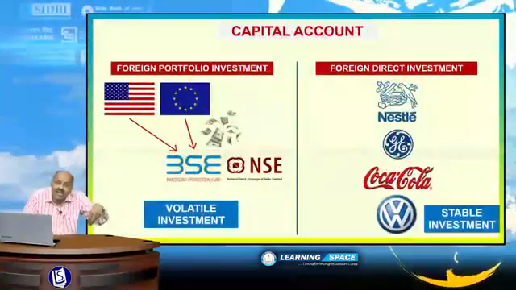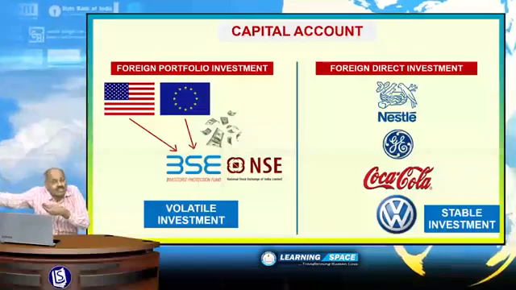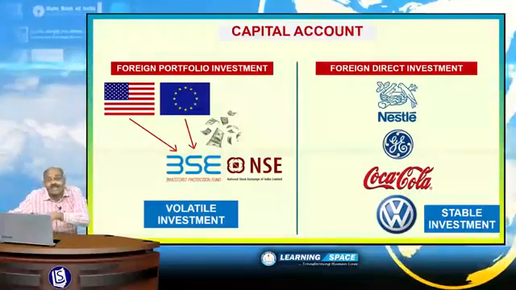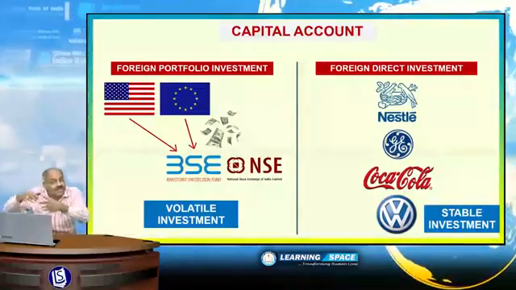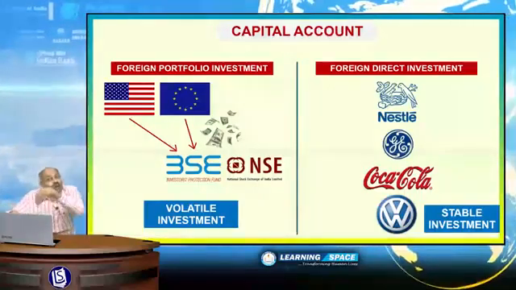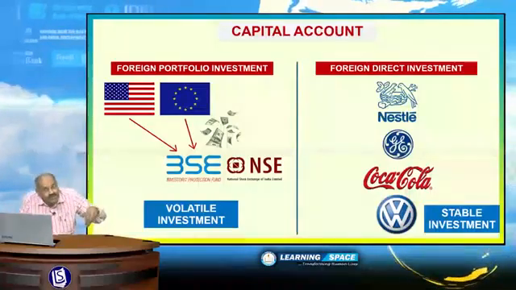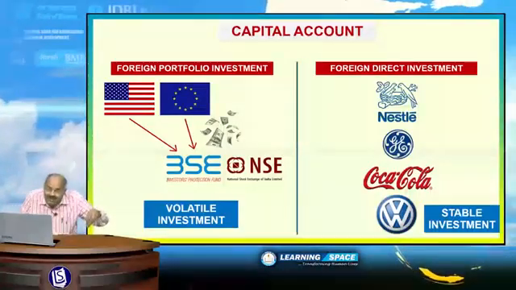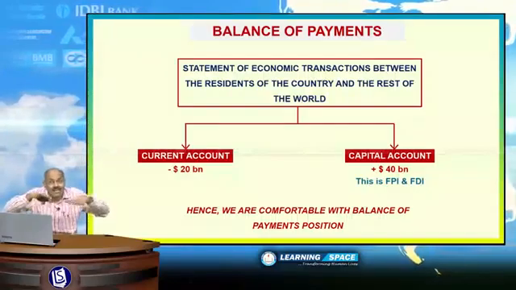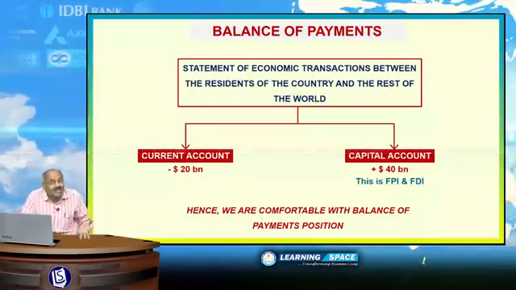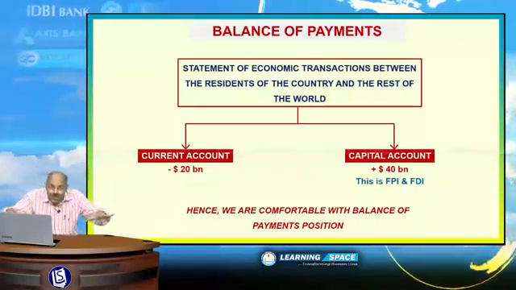FPI is highly volatile. Today they may invest, tomorrow they may take away. But FDI is not volatile. Once that foreign direct investment comes to our country, it cannot go away easily. Only they will take royalty payments or profits, but that investment will remain in this country. So foreign direct investment is more stable. Foreign institutional investment or foreign portfolio investment is the most unstable. Right? So current account and capital account put together, or you can say the statement of economic transactions between the residents of the country and the rest of the world, is balance of payments.